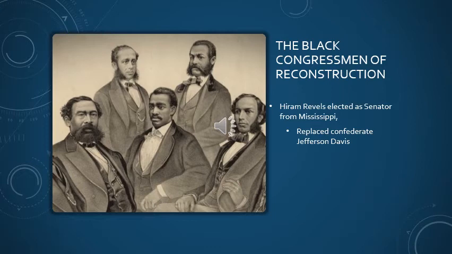During the 1870s, more than a dozen African American men, many of whom had been born into slavery, were elected to the U.S. Congress. It was a period of unification that ended all too quickly. One of those elected to office was Hiram Revels, elected as senator from Mississippi, replacing Confederate senator and jailed leader of the Confederacy, Jefferson Davis.